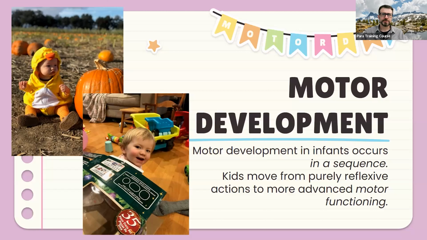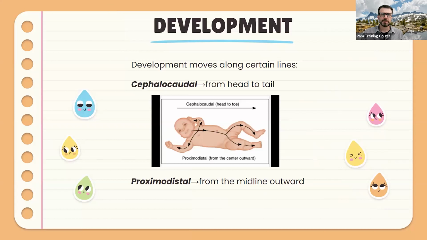In infants, it always happens in a sequence. We'll talk about exactly what that sequence is. But this is the process whereby kids move from purely reflexive actions to more advanced motor functioning. So from gross motor skills, the broader context, to more fine motor skills. And we talk about this in our other course too, in this program. So we said that development moves in an orderly, specific progression.